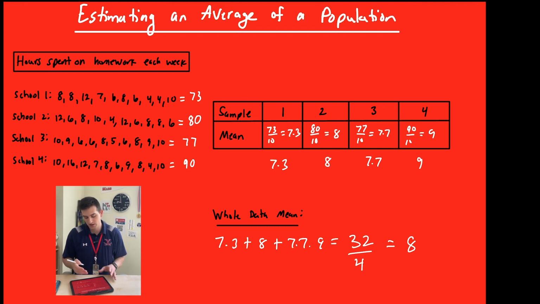Okay, which makes sense because one of our schools, school number 2, had a mean of 8. School number 4 was 9, so it's a little bit higher than 8. But then schools 1 and 3 were both a little bit less than 8. So the average makes sense there. So we're going to say on average, we're spending 8 hours per week on homework. All right, and that's how we can estimate an average of a population.